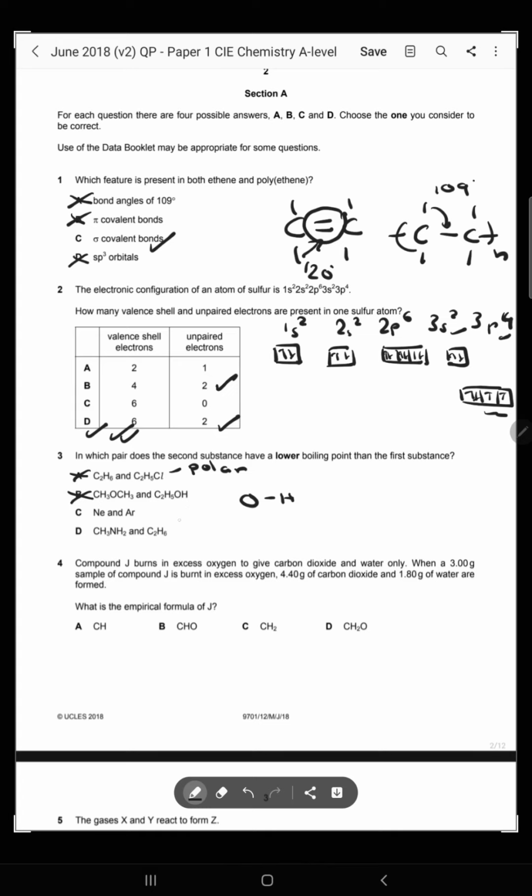Neon and argon. Argon is heavier. It has a greater atomic number, so it is going to have stronger van der Waals forces of attraction. So argon is going to have a higher boiling point. So C is the wrong answer.